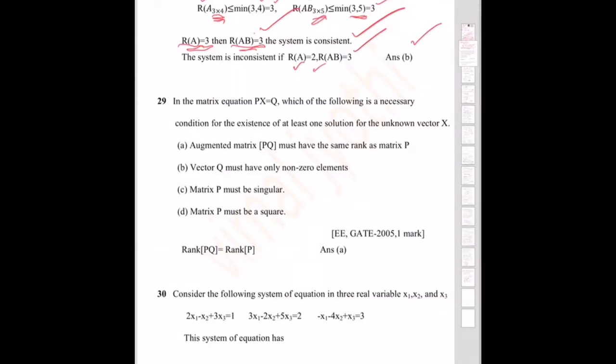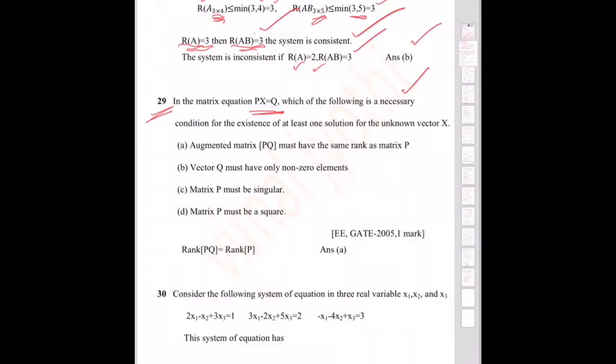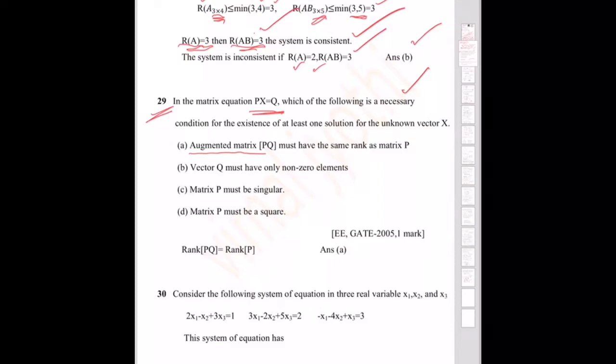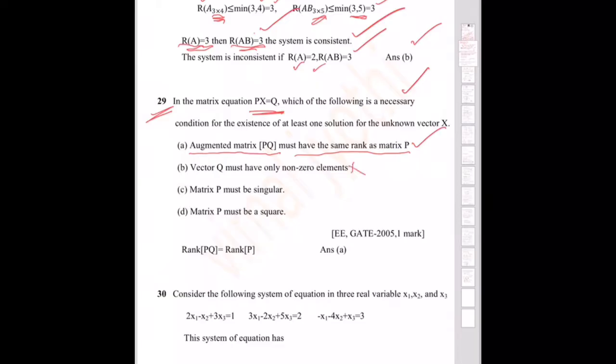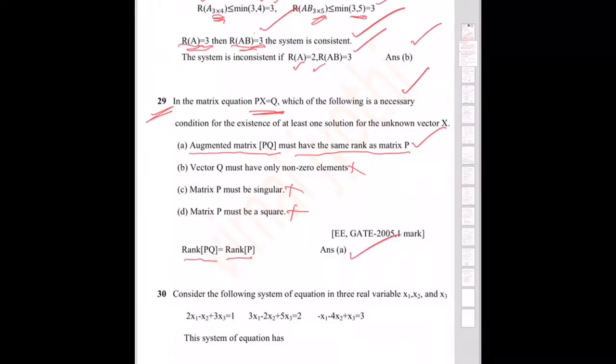Then question number 29. In the matrix equation Px equal to Q, which of the following is necessary? A. Augmented matrix PQ must have same rank as P. This is correct. These three are not correct. That is rank of PQ equal to rank of P. That is answer A is correct.